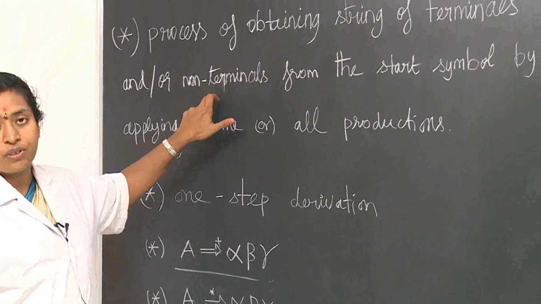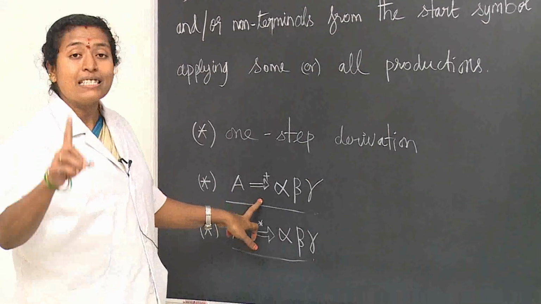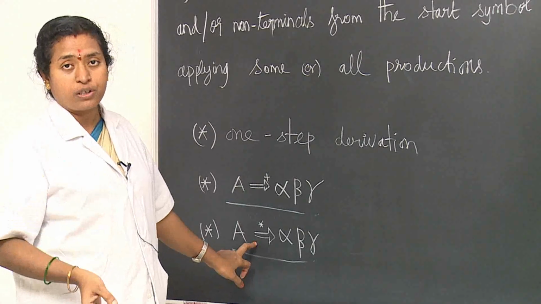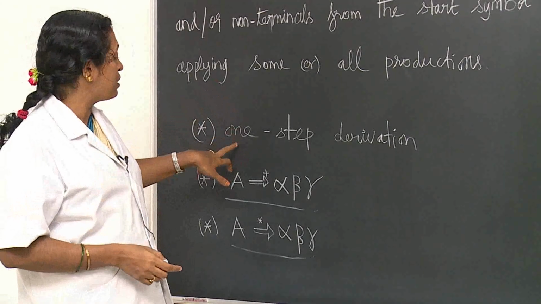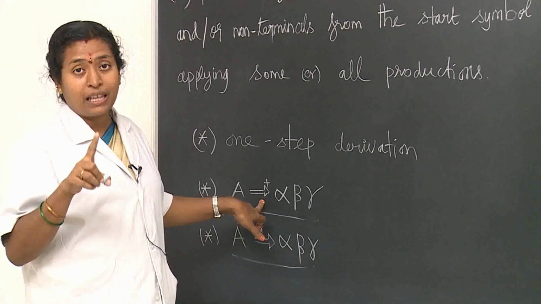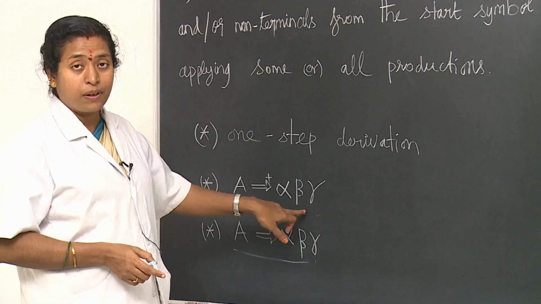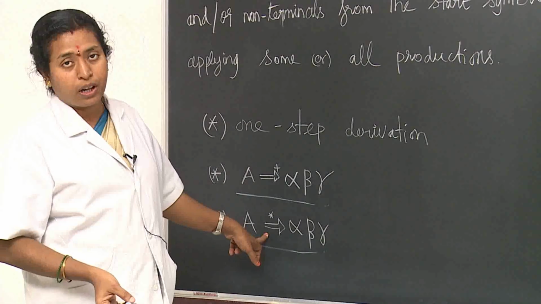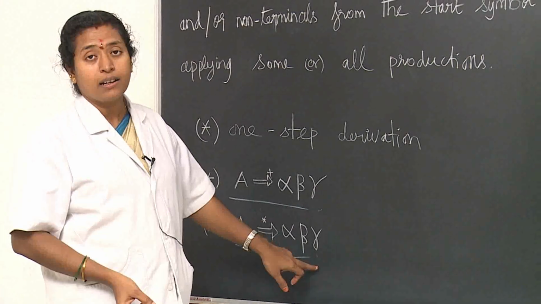This derivation is of three types. One is one-step derivation, where we derive using only one production. We can derive from any production. If you derive using only one production, that derivation is known as one-step derivation. At least one should be there. That can be represented as A positive closure alpha, beta, gamma. If there is any number of productions, or even none, that is known as A star closure alpha, beta, gamma.